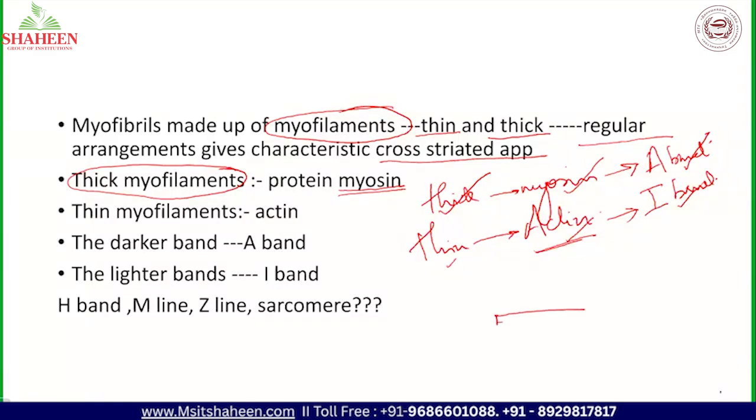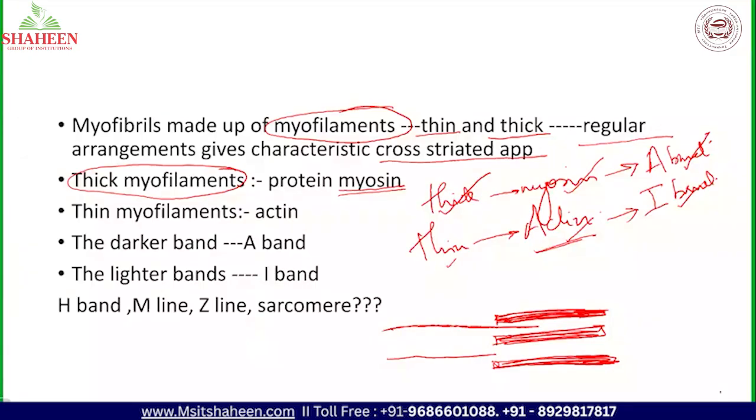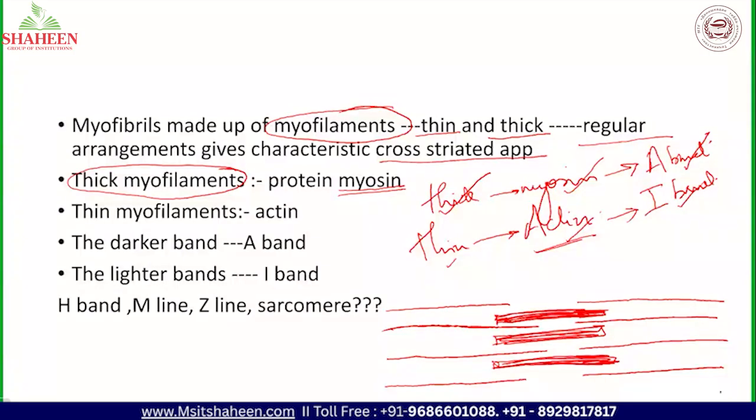Okay, so how is it arranged? This is a thick band made up of which protein? Myosin protein, and the band is the darker A band. This one is the A band made up of myosin, and this is made up of actin, the I band.